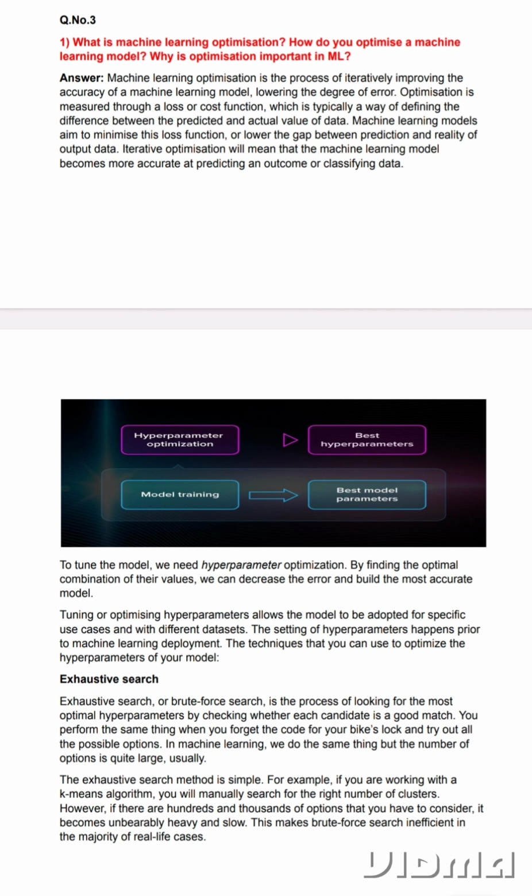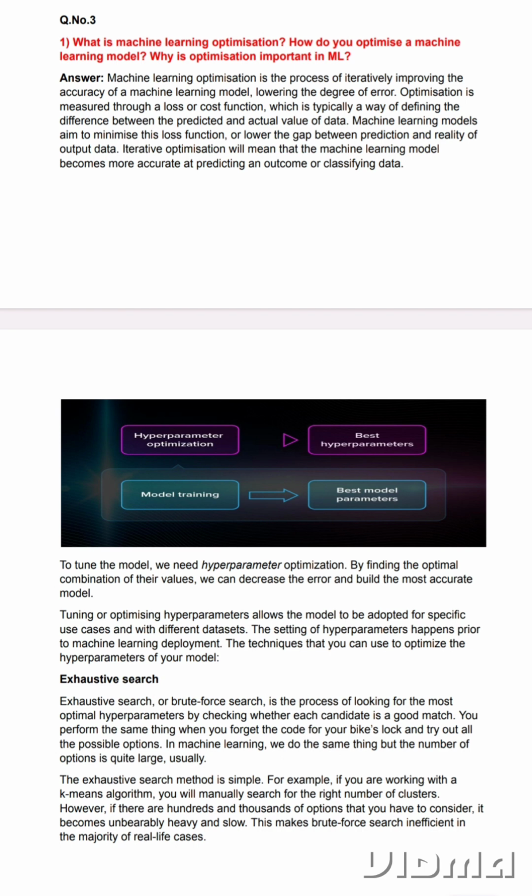Answer. Machine learning optimization is the process of iteratively improving the accuracy of a machine learning model, lowering the degree of error. Optimization is measured through a loss or cost function, which is typically a way of defining the difference between the predicted and actual value of data. Machine learning models aim to minimize this loss function, or lower the gap between prediction and reality of output data. Iterative optimization will mean that the machine learning model becomes more accurate at predicting an outcome or classifying data.